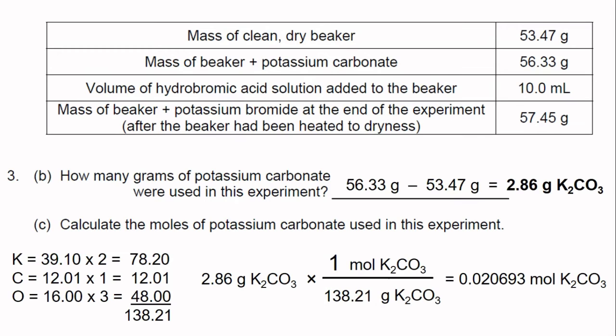2.86 has 3 sig figs. The first 2 zeros don't count, so we get 0.0207 for our answer to part C. All right, let's move on to part D.